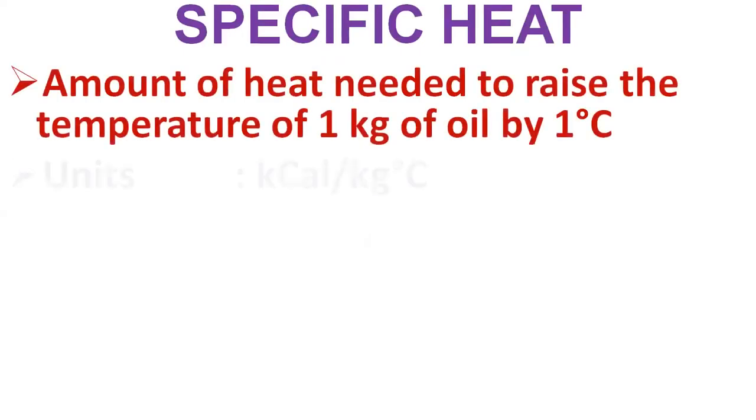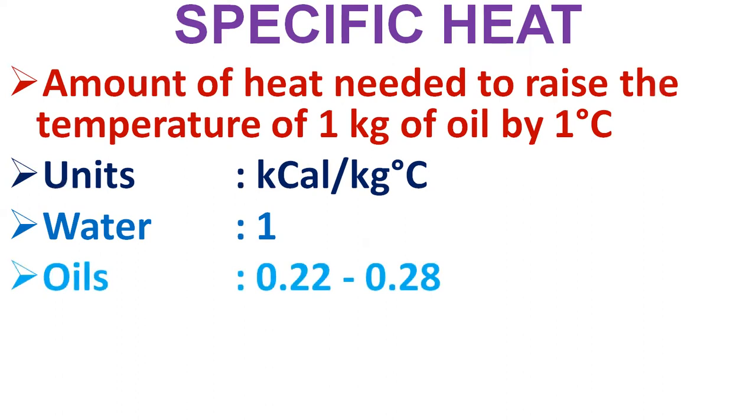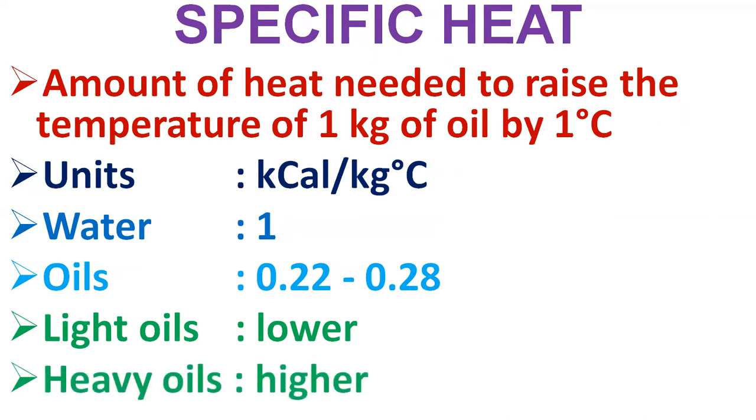Next one is specific heat, which is the amount of heat in kilocalories needed to raise the temperature of 1 kg of oil by 1 degree centigrade. The unit of specific heat is kilocalorie per kg degree centigrade. It varies from 0.22 to 0.28 depending on the oil's specific gravity. The specific heat determines how much steam or electrical energy it takes to heat oil to a desired temperature. Light oils have a low specific heat, whereas heavier oils have a higher specific heat. That's the thumb rule, which is normally followed in industry.